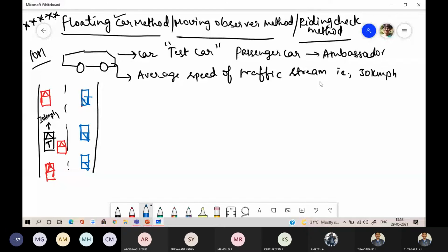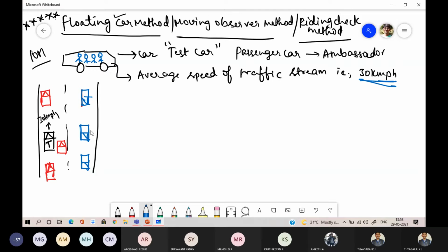The test car will be moving at 30 kmph in the traffic stream, so it will be like a floating condition, like the buoyancy condition we all know. It feels as though the car is floating. In this car, 4 observers will be sitting.